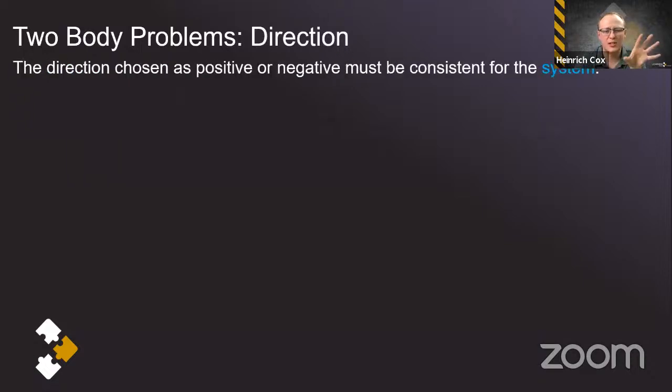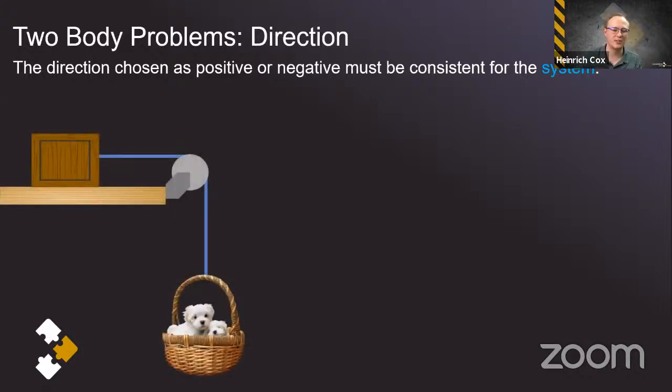Right, so let's look closely at direction. The direction chosen as positive or negative has to be consistent for the system, right? So if this basket of puppies goes down, and that's the positive direction, what that means is that this crate would be moving to the right. And so the rightwards direction would be positive for the crate, and the leftwards direction would be negative for the crate. So that there's consistency.